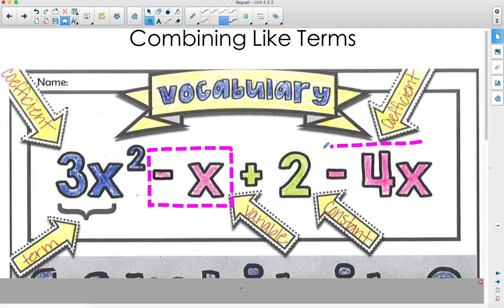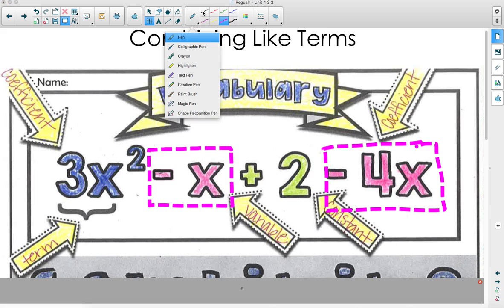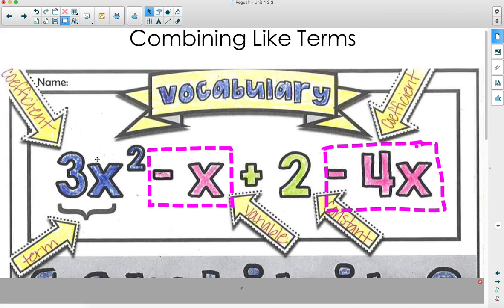Then you could see that I also colored this minus 4x in the same color. The reason I did that is because they have the same variable. So these are like terms. If it had a like term, I colored the like term in the same color. So 3x squared doesn't have any like terms because it has an x, but the exponent is 2. None of these have an exponent of 2, so they're not the same. It's the only one of its kind, so that's why it gets its own blue color.